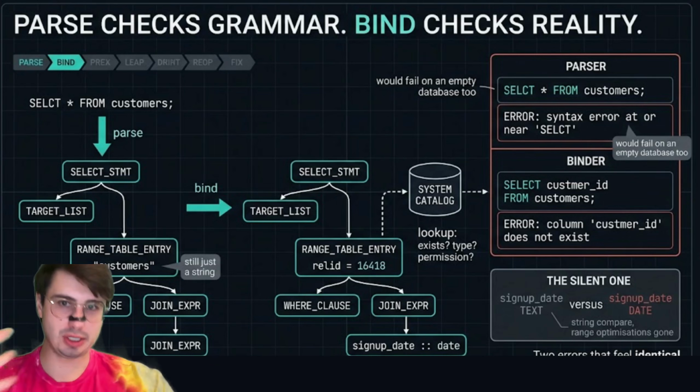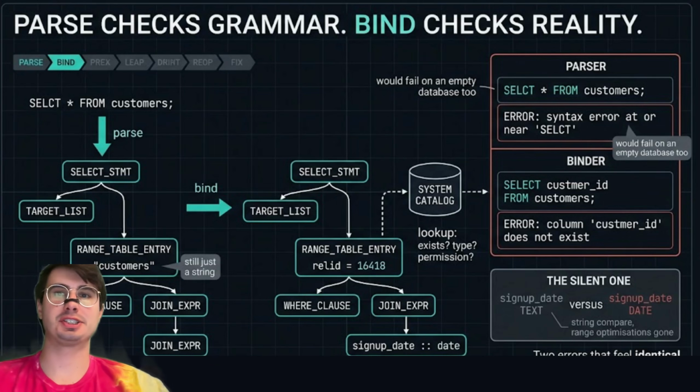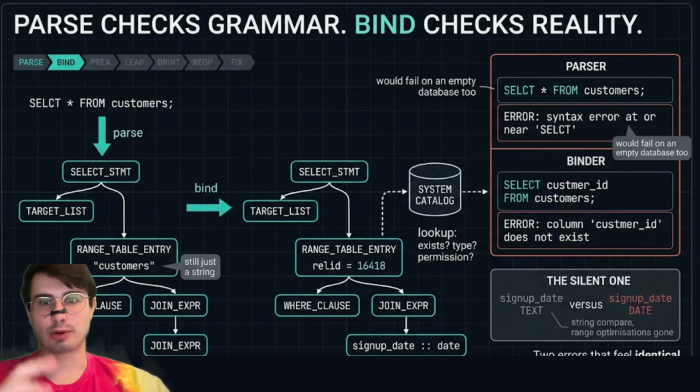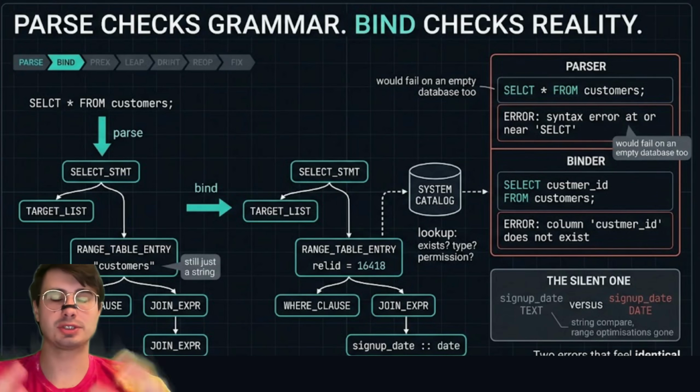So starting at the top, parsing is the stage where the database turns your SQL text into a tree. It's going to check grammar only, and it doesn't know your tables exist, it doesn't know your columns exist, and it also just doesn't care. The output of this stage is a parse tree, sometimes called an abstract syntax tree, where you have nodes for the select list, the from clause, the where clause, the join condition. And at this point, customers is just a string sitting in a node labeled range table entry, and the parser has no idea whether that's a real table. It's just figuring out what this SQL statement means. Then comes binding, which is sometimes called name resolution or semantic analysis, right?